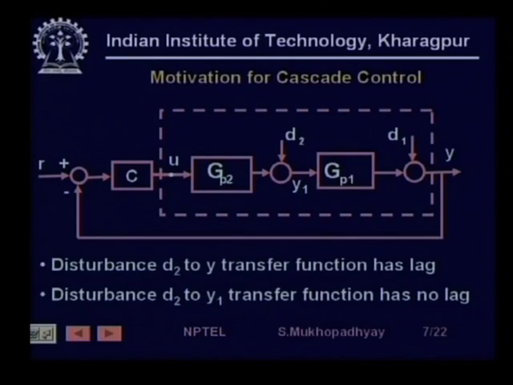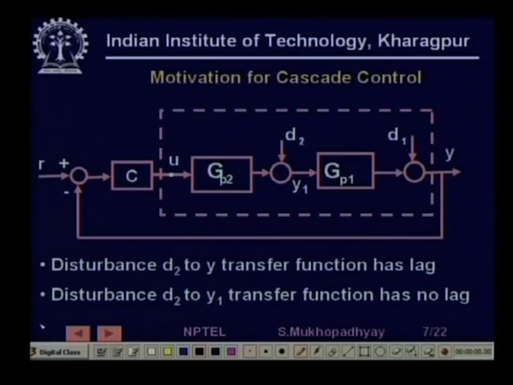So, let us first look at cascade control. So, we are first going to look at a motivation for cascade control. So, here we have, imagine a process, right. So, here we have a process. So, this is our plant. Now, we are just imagining that the plant is actually consisting of two different subsystems. We will see examples very shortly.